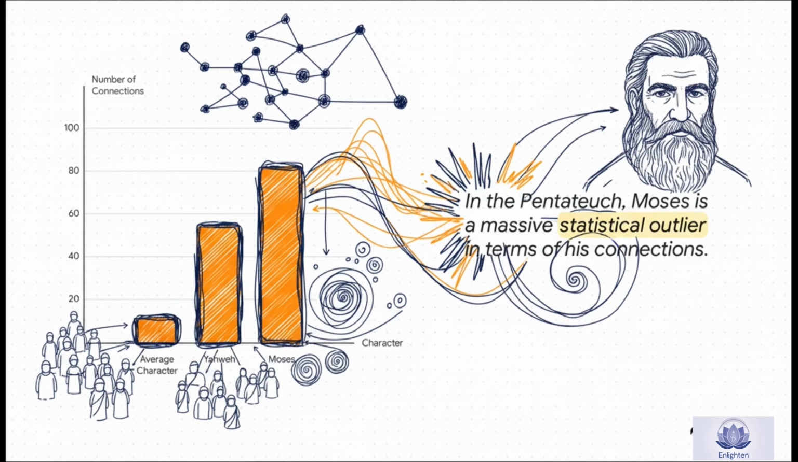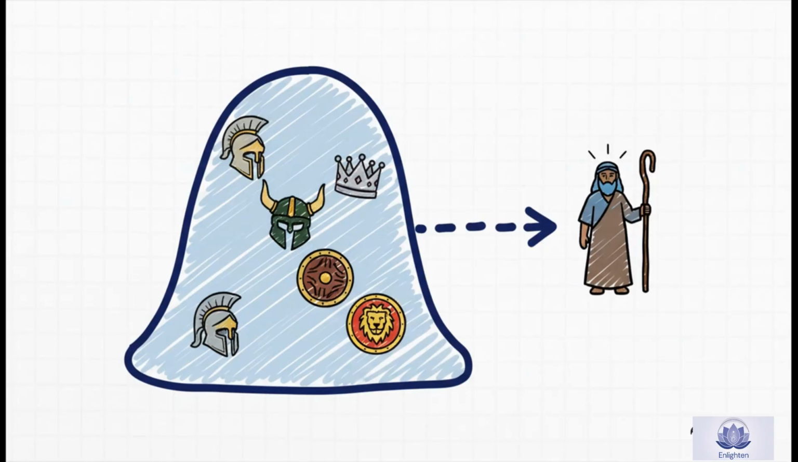In a study by Stephen Massey, he found that the average character in the first 5 books of the Bible is connected to about 4 other characters. Yahweh, or God, is connected to 55. But then you look at Moses. He is connected to 82 different characters. He isn't just the main character. Statistically speaking, he is a colossal outlier. He breaks the scale.